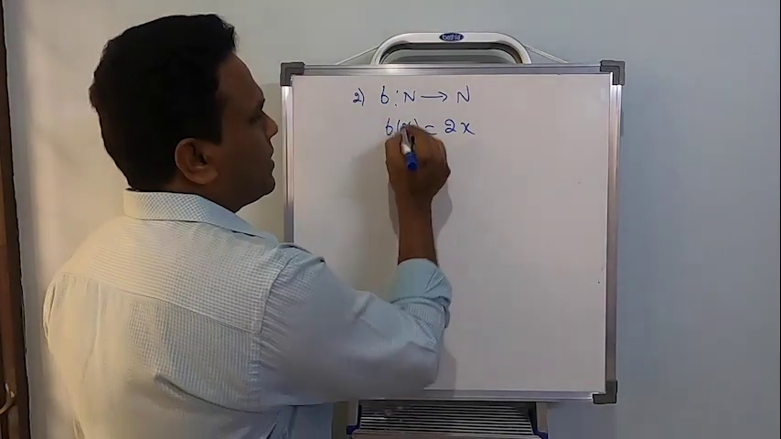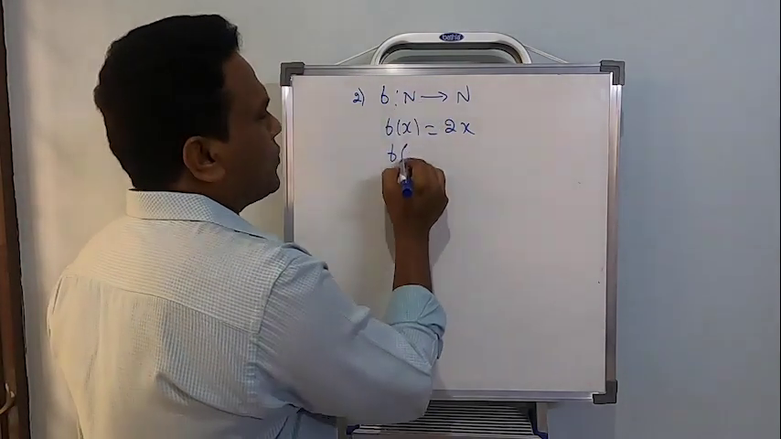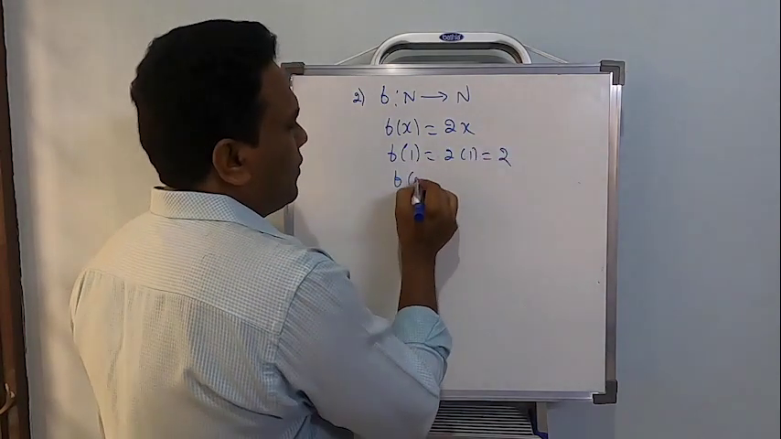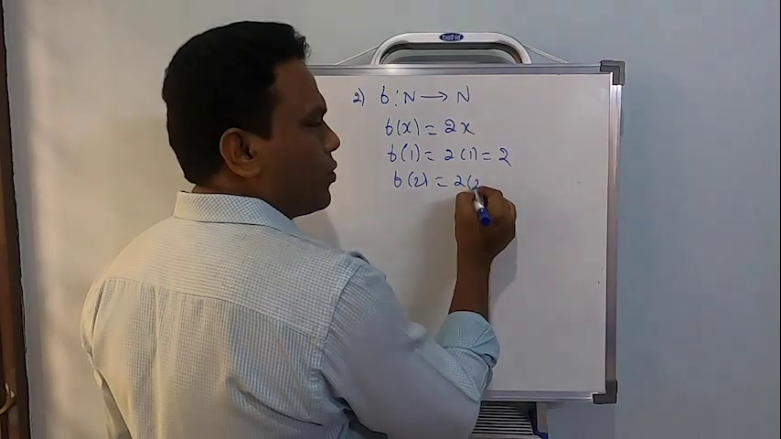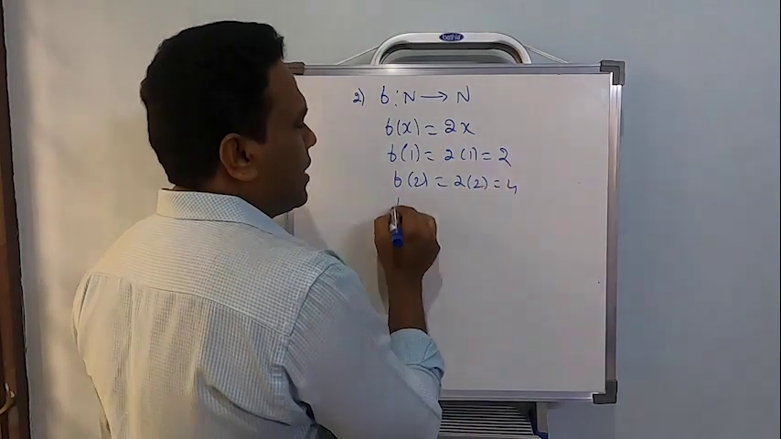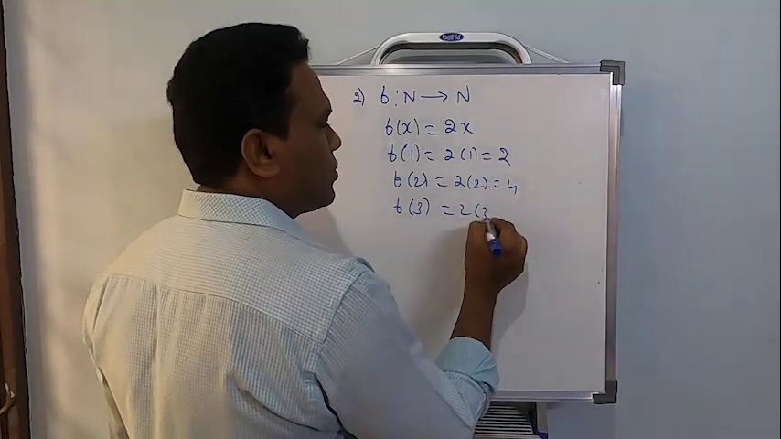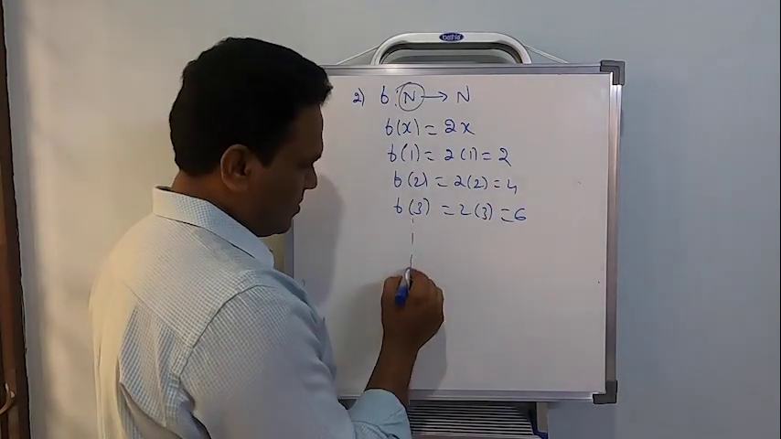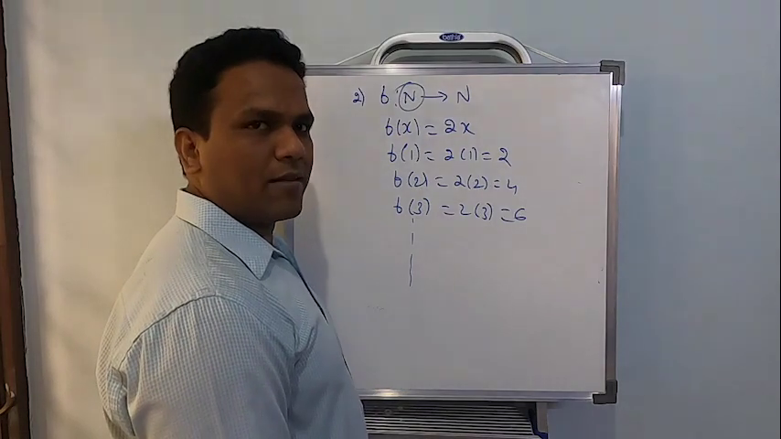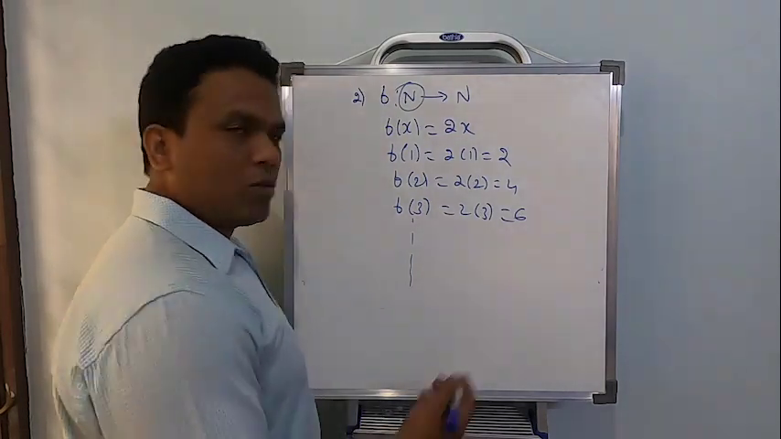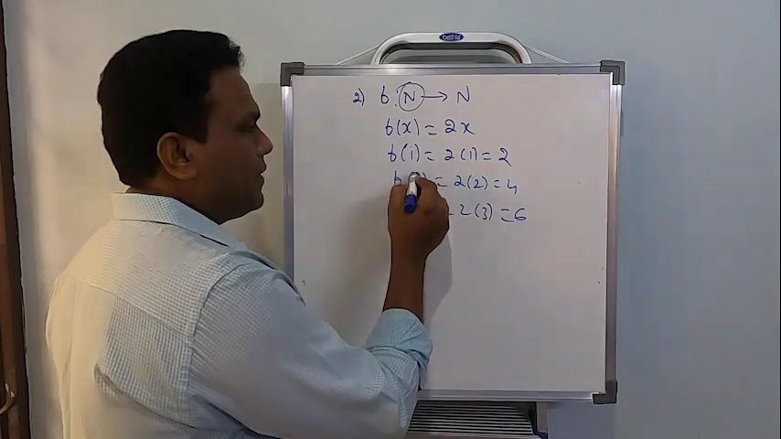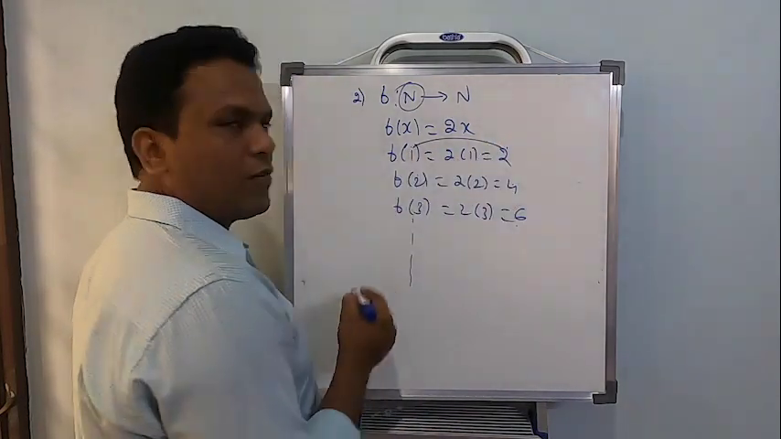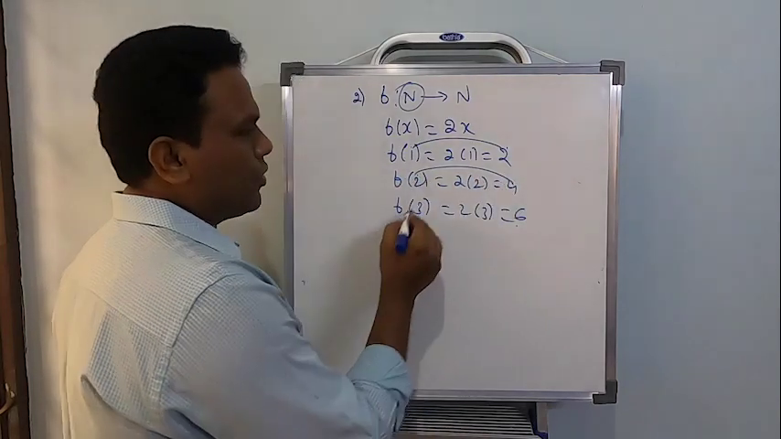For example, it's natural numbers, right? So the first natural number 1. So f of 1 is 2 into 1 is equal to 2. And f of 2 is equal to 2 into 2 is equal to 4. And f of 3 is equal to 2 into 3 is equal to 6. But it's an infinite set, right? It just keeps going like this. So how to conclude it's 1-1? Notice here, different elements, different images. Image of 1 is 2. Image of 2 is 4, image of 3 is 6.